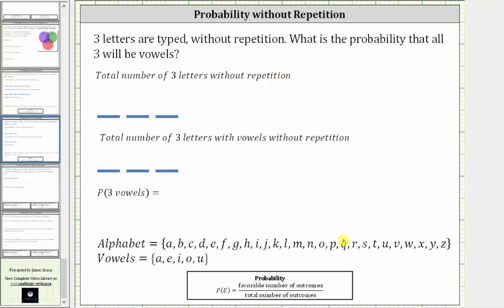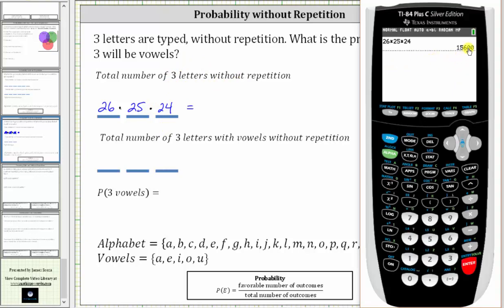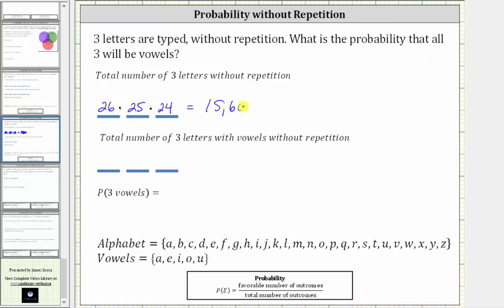Because there are 26 letters in the alphabet, there are 26 ways to select the first letter, and once the first letter is used, it cannot be used again because repetition is not allowed, and therefore there are 25 ways to select the second letter. And now two letters have been used that cannot be used again, which means there are 24 ways to select the third letter. And we know from the counting principle, if we multiply these together, we can determine the total number of ways three letters can be typed without repetition, which is equal to 15,600. So there are 15,600 ways to type three letters without repetition.